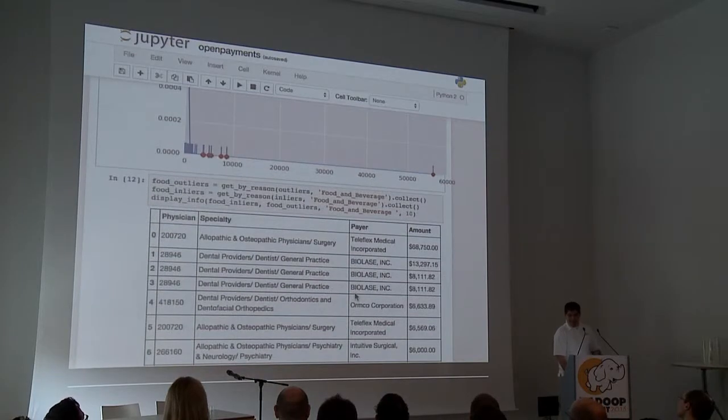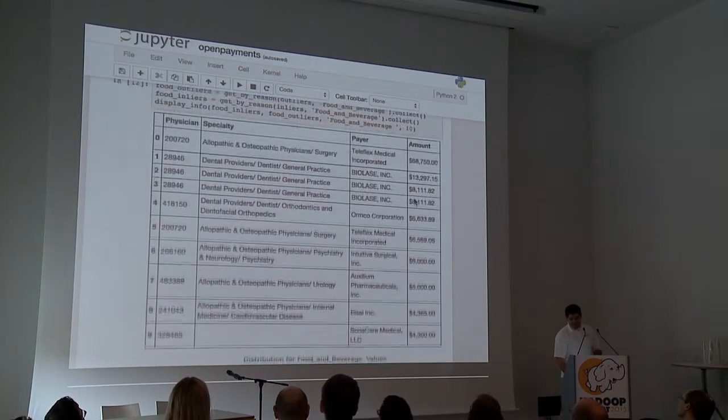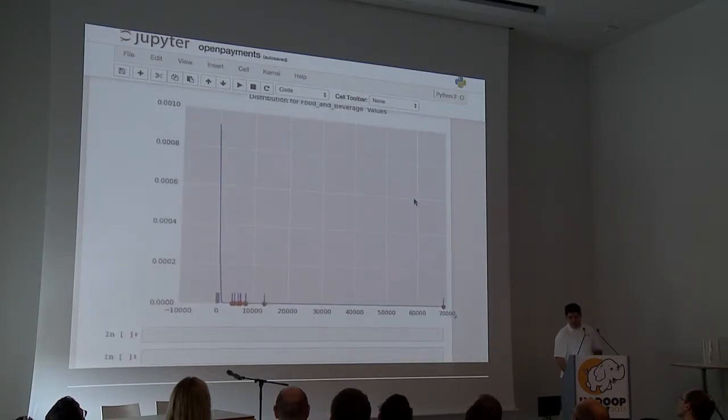All right, so moving on, I want to talk about food and beverage because I found this fascinating too. Someone's getting $68,000 in food. That's the district. Look at that. If that's not an outlier, I don't know what is, right?